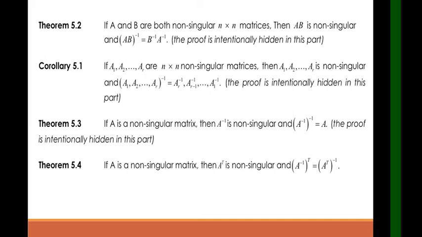Theorem 5.3, if A is a non-singular matrix, then A raised to negative 1 is non-singular, and quantity A raised to negative 1 raised to negative 1 is equal to A. It has a similarity with the transposition properties in our lesson number 4, if you still remember. Then theorem 5.4, if A is a non-singular matrix, then A raised to T, which is a transposition, is non-singular, and quantity A raised to negative 1T is equal to quantity A raised to T raised to negative 1.